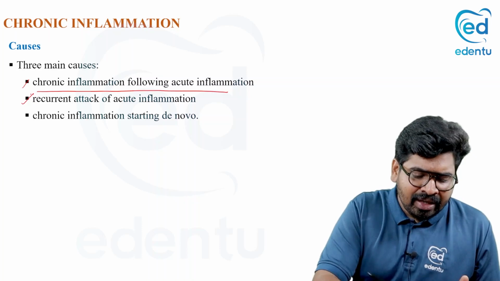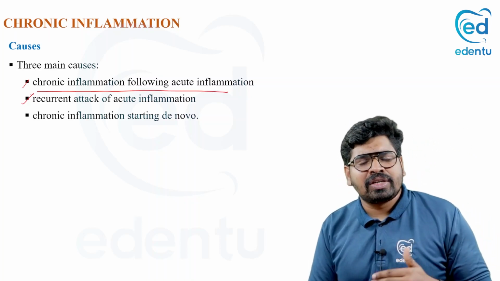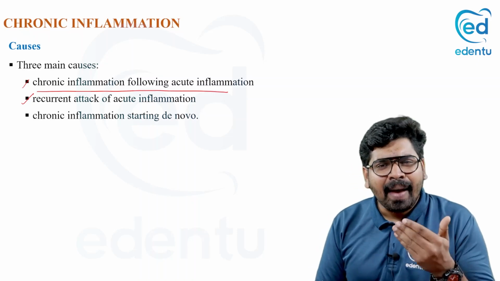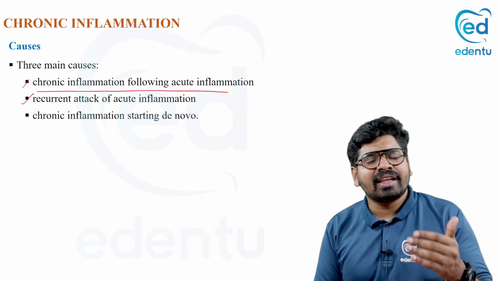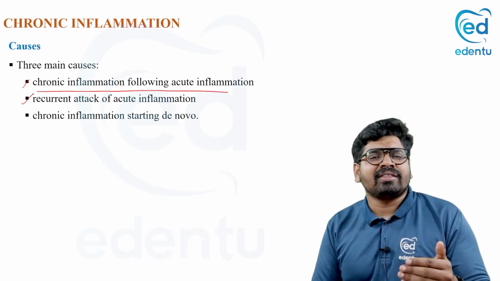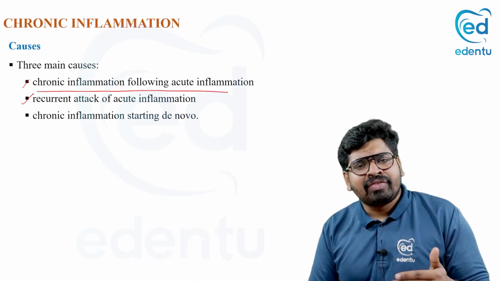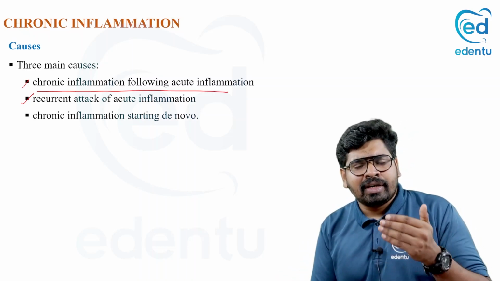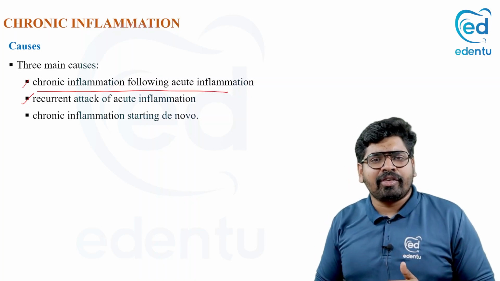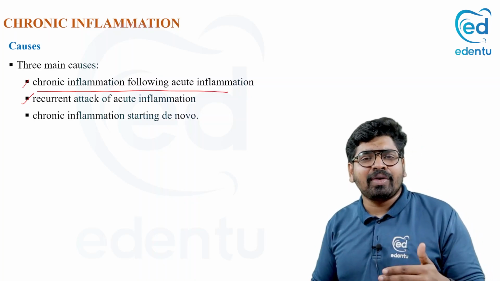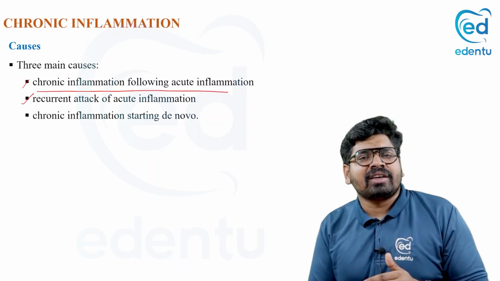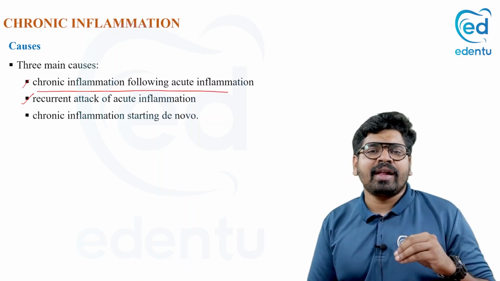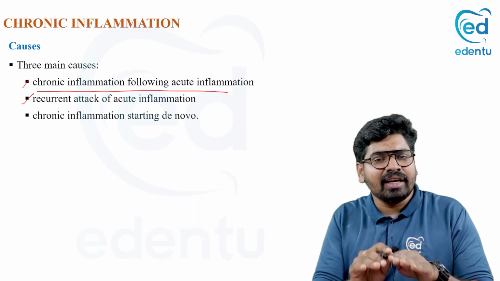Or you can see it in recurrent attacks of acute inflammation. After recurrent attacks, our body will adapt to that acute inflammation, and it can persist in our body as a chronic inflammation, because our defense cells are capable of attacking or preventing the acute inflammation. But still the causative organism is in our body, and it will remain in a chronic stage.